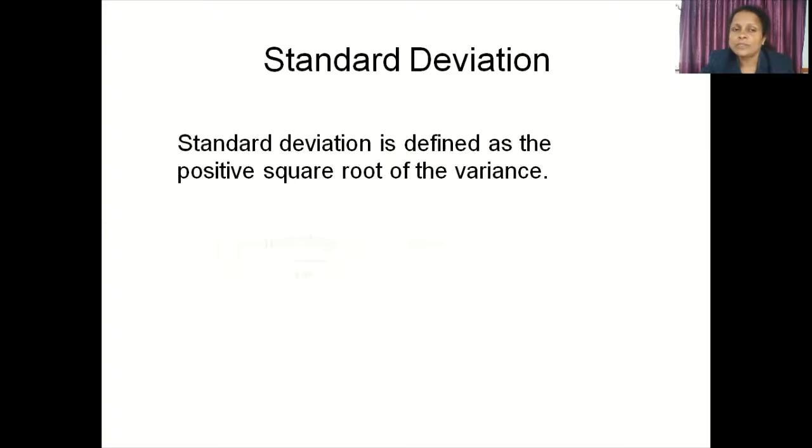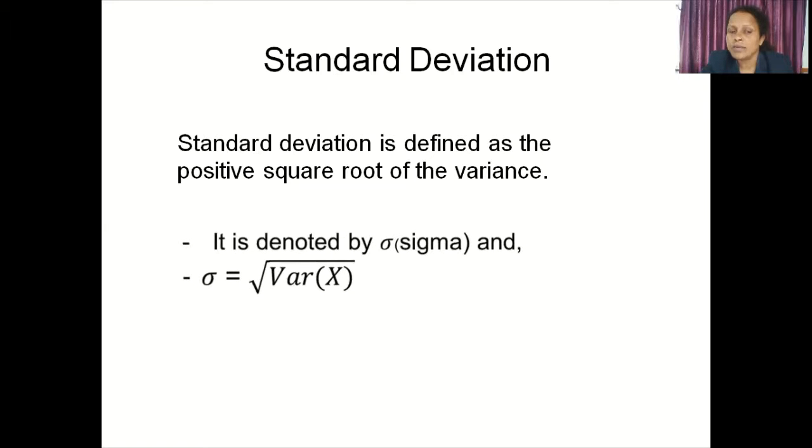Now we find standard deviation. It is nothing but the positive square root of variance. And we denote the standard deviation by sigma, or square root of variance of x. So standard deviation is defined as positive square root of the variance. Because generally we take square root as plus or minus, but here for standard deviation we consider only positive square root. So only one value.